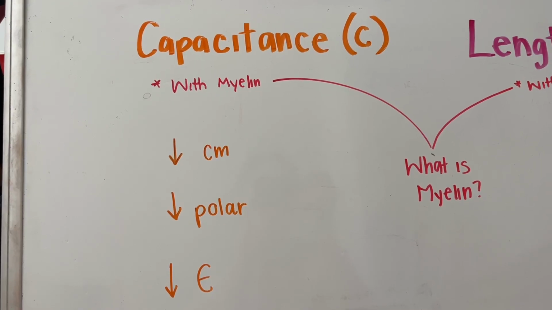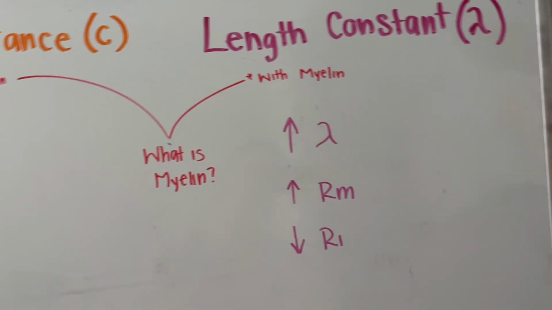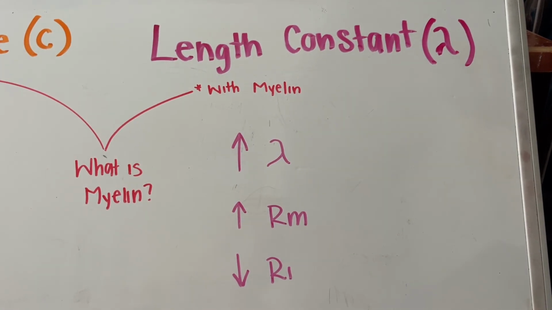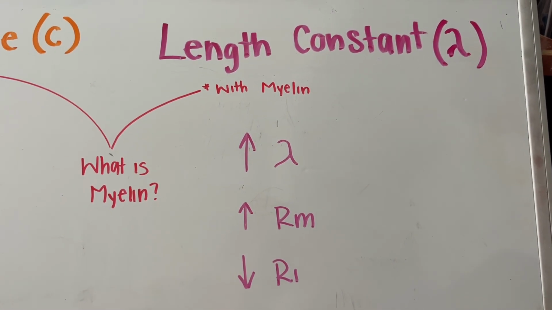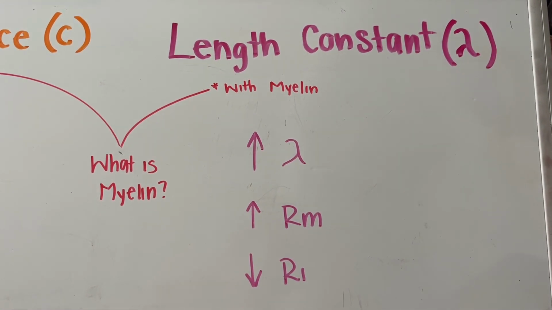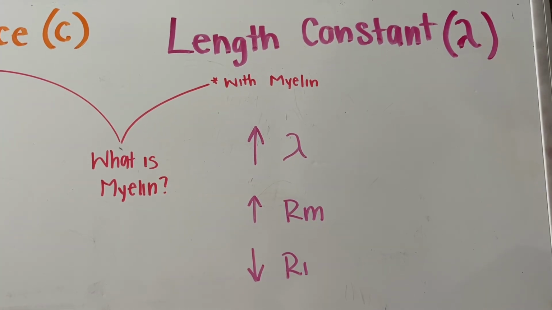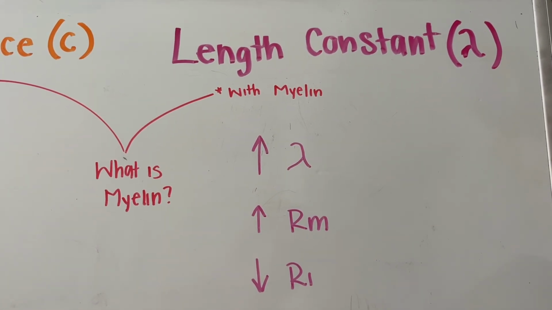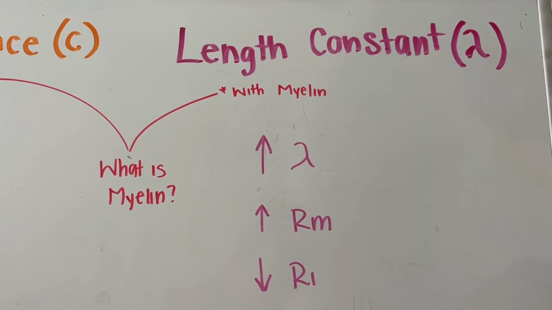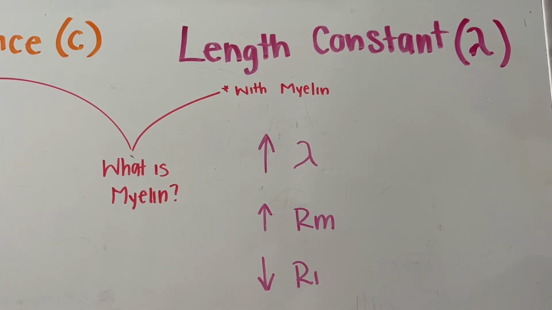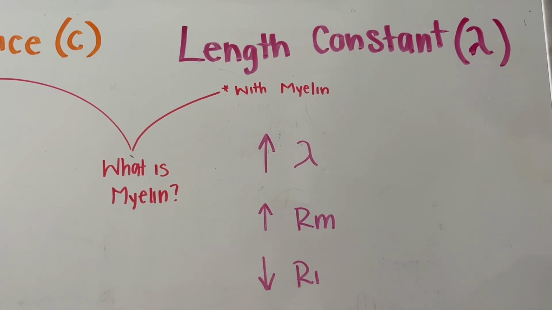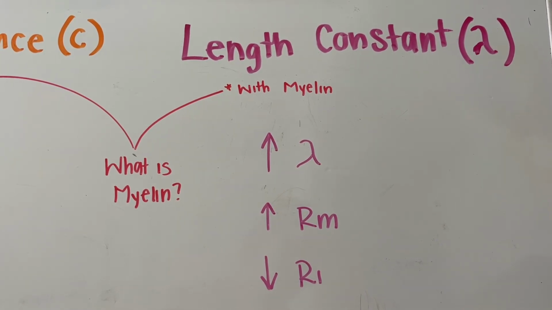Now, how does myelin affect length constant? Myelin increases the length constant of the axon. This is due to a few things, but primarily to increased membrane resistance. Myelin acts as an insulator, reducing the leakage of ions across the membrane, and only allows them to leak between the myelin sheaths at the nodes of Ranvier, which significantly increases our Rm.